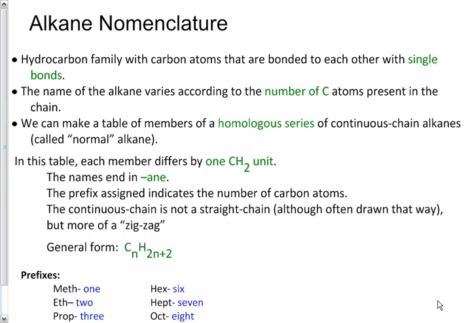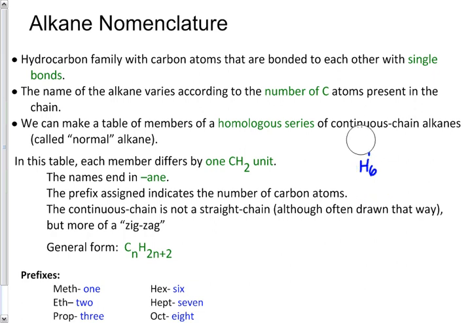Now, those carbons, if we make a homologous series, for example, of all the alkanes, you'd have methane, ethane, propane, etc. Those would be called a normal alkane. In the homologous series, those differ by 1 CH2 unit. So for example, if you have CH4, which you're going to learn is called methane, versus C2H6, ethane, and C3H8, propane, if you look, each one of them differs by CH2.